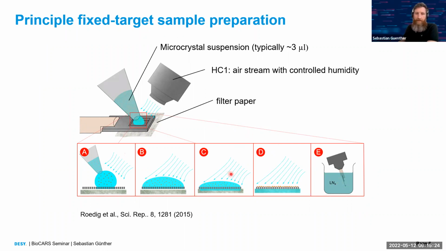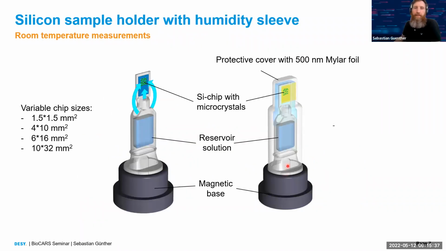Here you have to be careful that as soon as the excess liquid is removed, the crystals can start to dry out. So you need to provide a humidified airstream. To further prevent the crystals from drying, we developed this sample holder. Here you have the standard magnetic base, which is used at typical macromolecular crystallography beamlines. There's a 3D printed sample holder, which is a reservoir. Here we have our silicon chip, and here you add the crystallization solution.